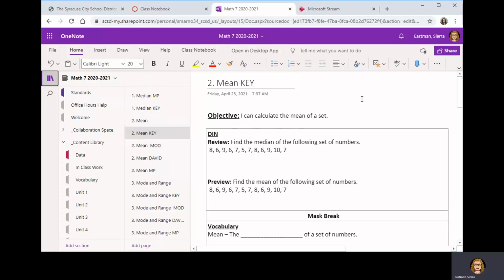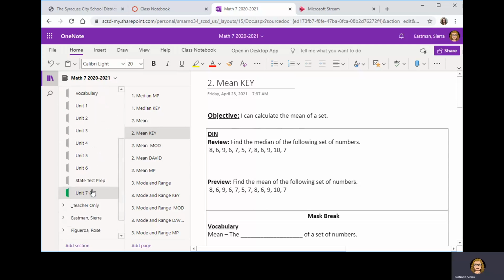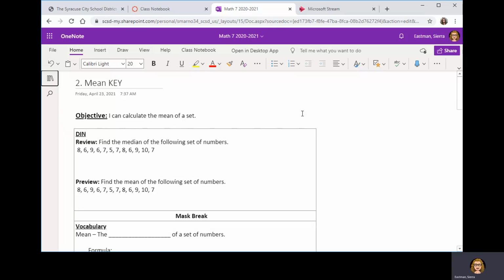Morning, everyone. Today is Thursday, May 6th, and we are going to be working in the Unit 7-8 folder of our class notebook on page 2 for the mean today.